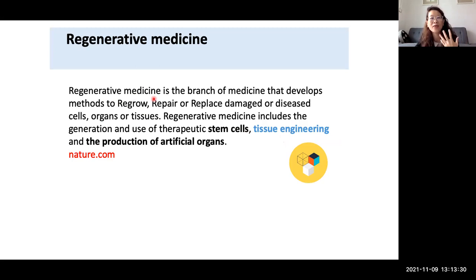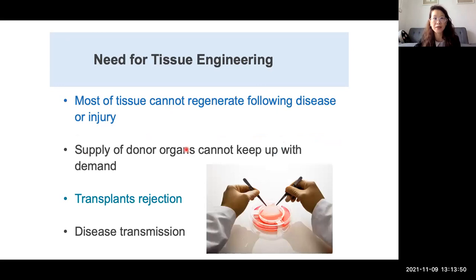And yeah, there are so many approaches. For example, stem cells, using stem cells to fix the malfunctioning part, using tissue engineering to reconstruct, and also artificial organs. They are combined together to regenerate the loss of tissue functions and the whole organs. Why do we need tissue engineering?